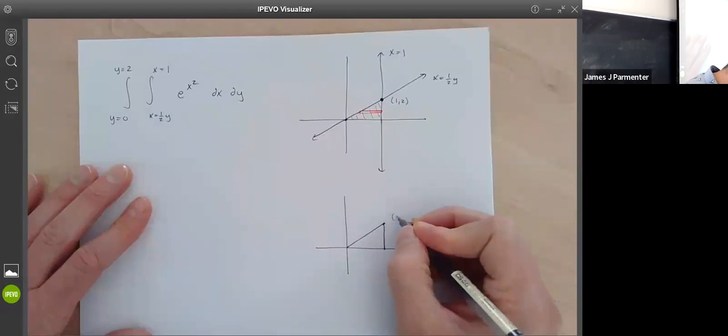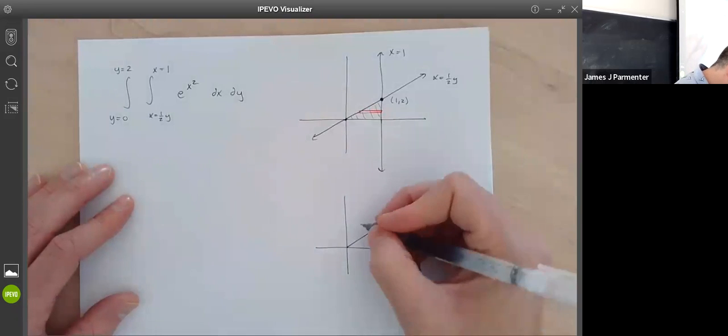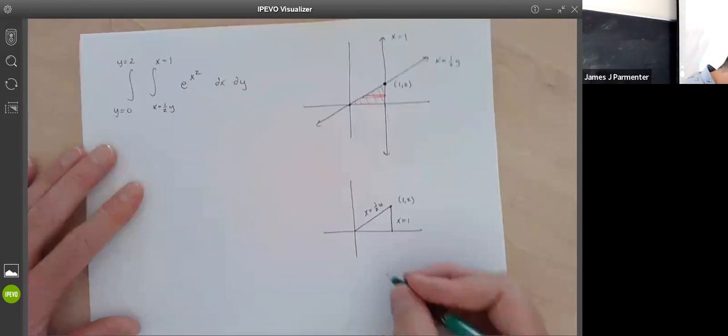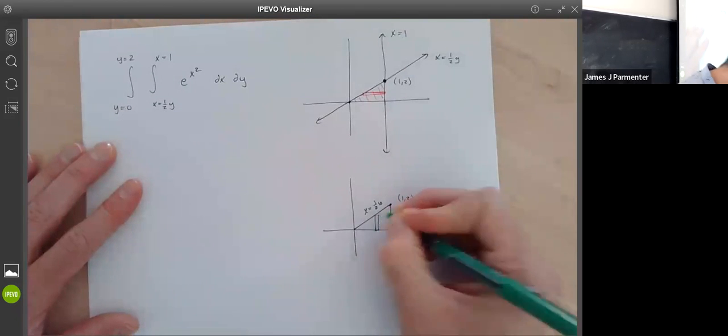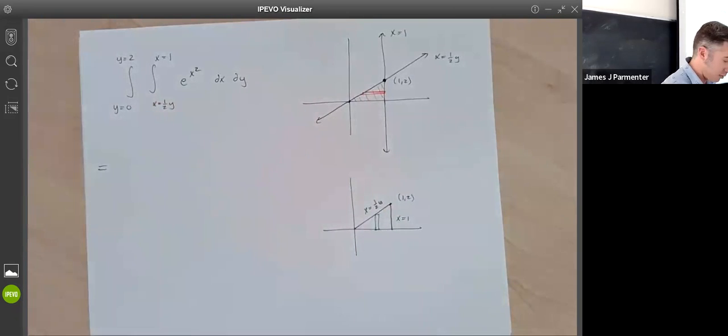This is the point (1, 2). I know that this line is x equals 1, and this line here is x equals 1/2 y. And now I'm going to use a vertical cross section. So I can rewrite this integral as the thing I'm about to write.